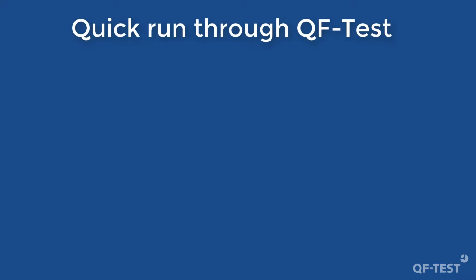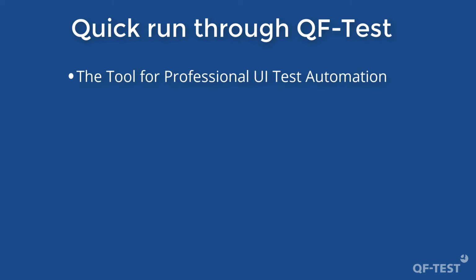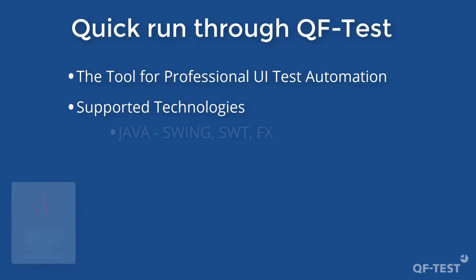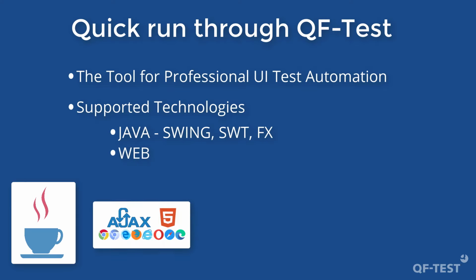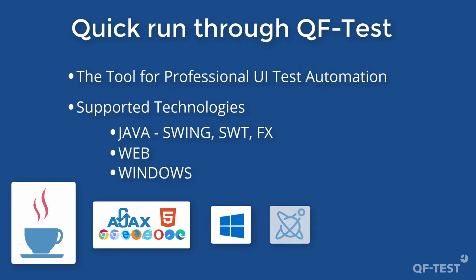Welcome to a brief overview of the QFTest main features. QFTest is a professional UI test automation tool for testing applications through the graphical user interface. It supports testing of Java UIs implemented in Java Swing, Java SWT or Java FX, as well as testing web UIs, including web applications generated by Ajax toolkits. QFTest also supports testing of Windows applications or applications implemented by special technologies like Electron apps, PDF pages, or applications using embedded JX browsers.